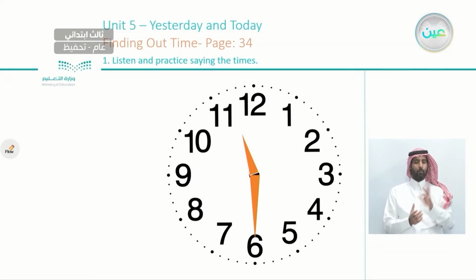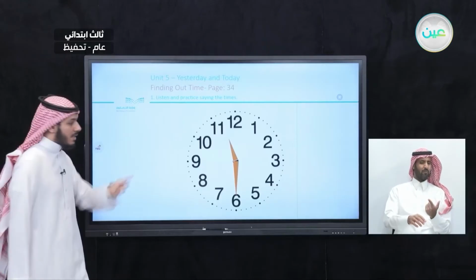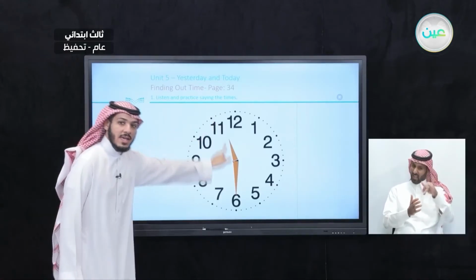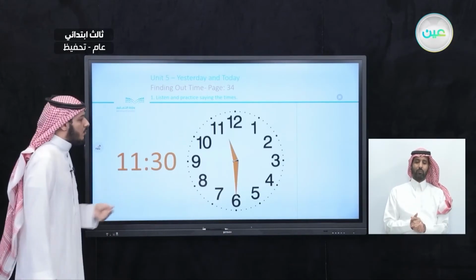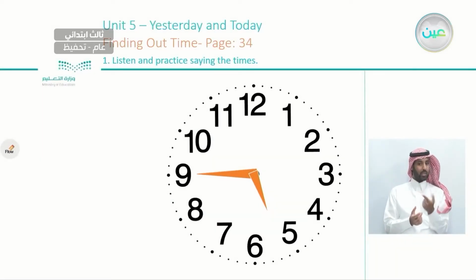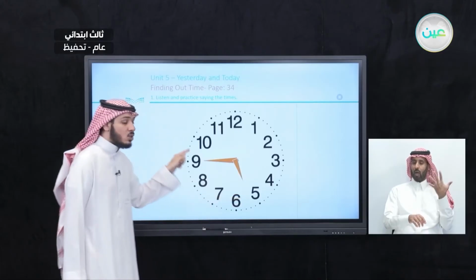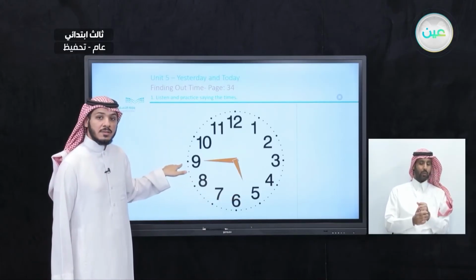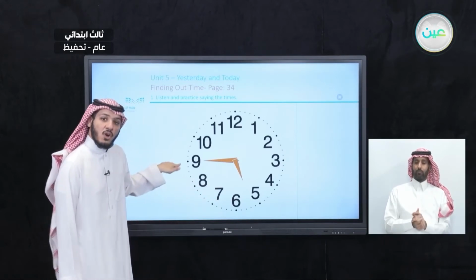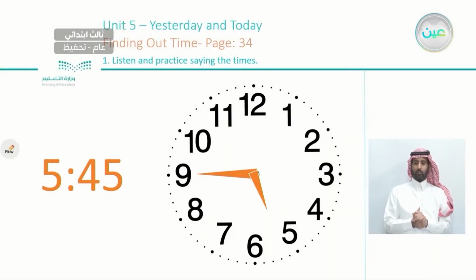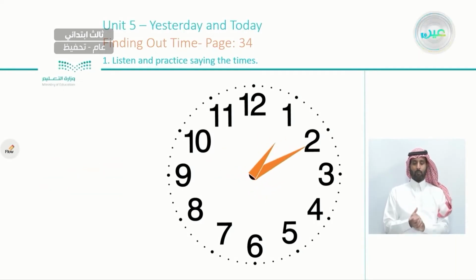Now, what about this? What time is it? 11. Excellent. 30. That's right. So we have 11:30. Now, what time is it here? It's on 5. Excellent. And what about the minutes here? Number 9. So we have 30, 35, 40, 45. Excellent. So we have 5:45.